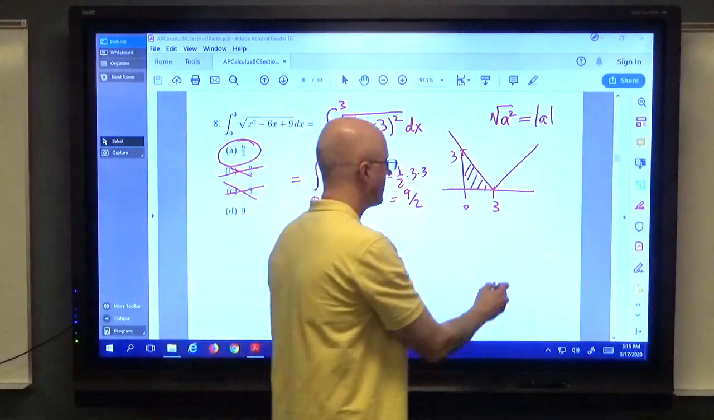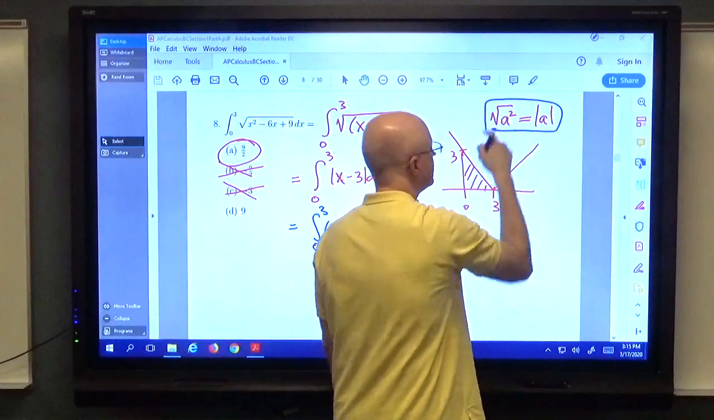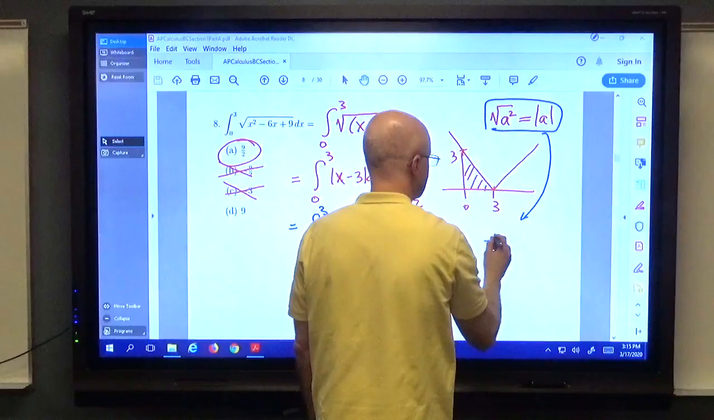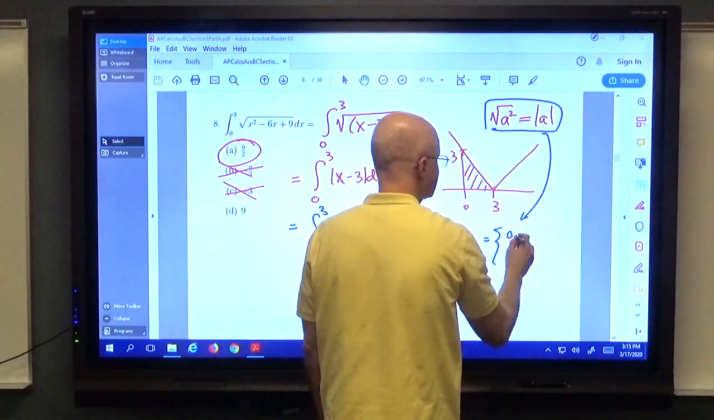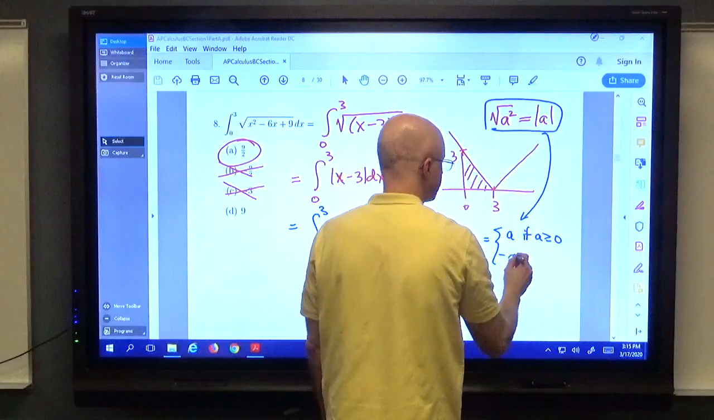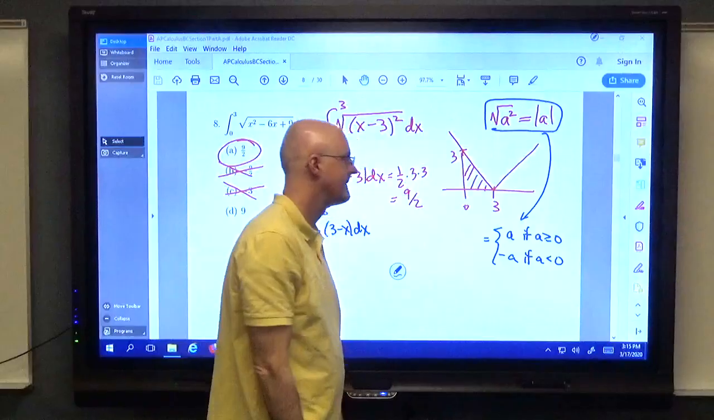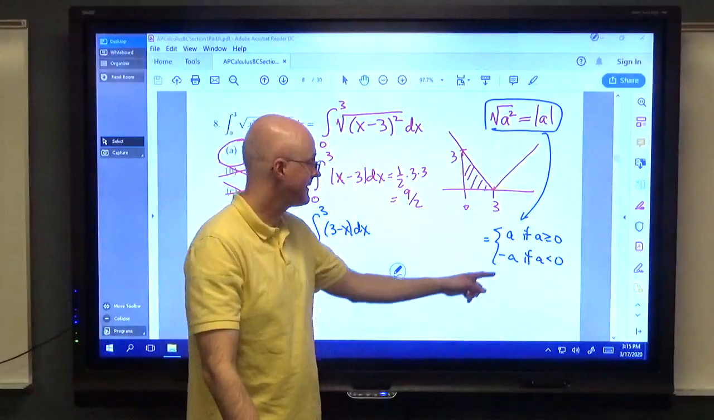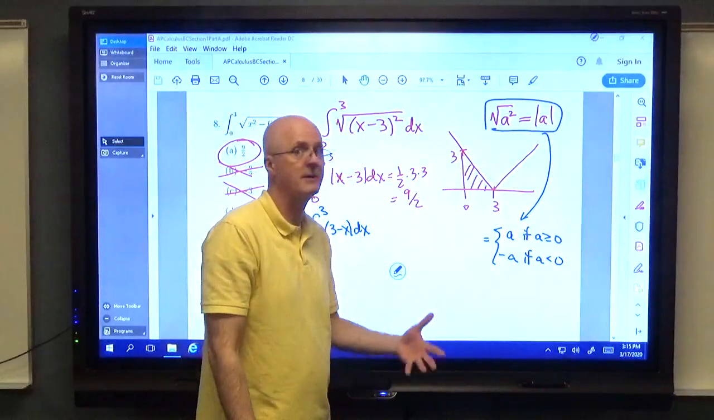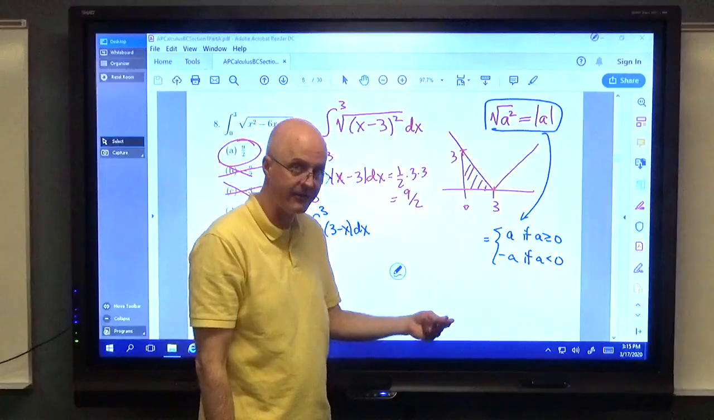In general, the absolute value of a number is the square root of its square, but it also can be written piecewise as a itself if a is greater than or equal to 0, and the opposite of a if a is less than 0. Now this is confusing to many people. Don't let it confuse you. The opposite of a number is not necessarily negative. The negative of a number is not necessarily negative. In fact, the negative of the negative is positive.